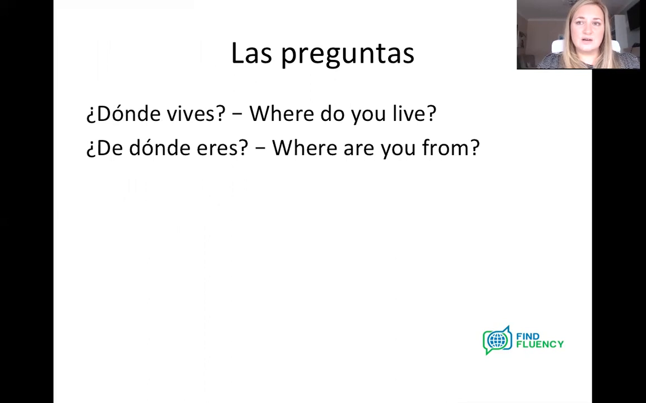That may be familiar. Eres may be familiar. We've seen a little bit of the verb ser, and eres is one of the ones that we've seen. It literally means you are. And the question in this question form means where are you from? It's inverted the other way around. So, ¿dónde vives? Where do you live? ¿De dónde eres? Where are you from?